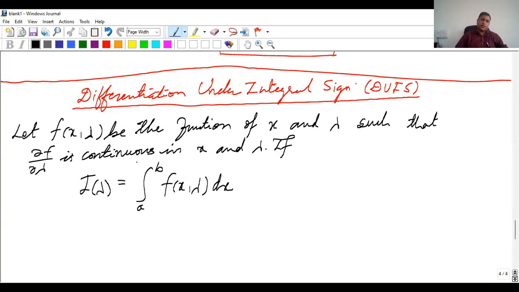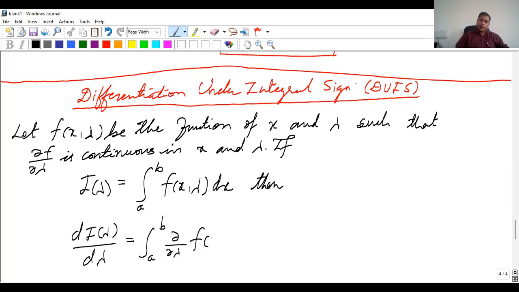If we have this integral and this condition is satisfied, then we can differentiate this integral, because I of lambda is a function of only one variable, lambda. We also call this lambda a parameter. When we have one variable, we have to differentiate totally, so that's why d. But if you see inside the integral sign, this is a function of two variables, x and lambda, and that's why we have to go with the partial derivative, del by del lambda of f of x, lambda. This is the differentiation under integral sign with one parameter, where lambda is the parameter.